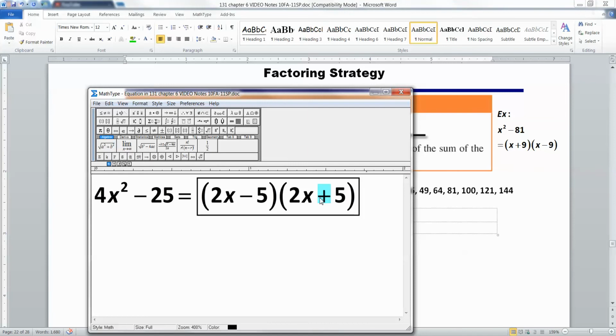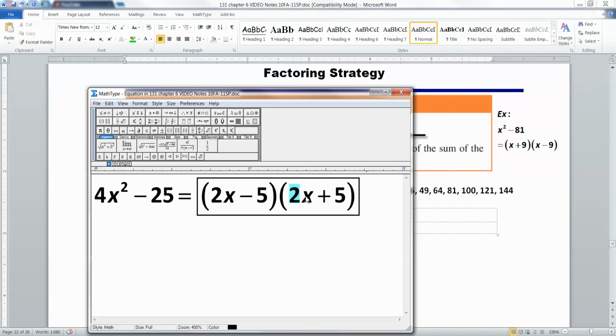They are binomial conjugates. Binomial because they're 2 terms. Conjugates because they're exactly the same except for the middle sign is negative on one, positive on the other. Now if you FOIL this, you'll get the same answer we got. So you'll say 2x times 2x is 4x squared plus 10x minus 10x. For the outers is plus 10x, inners is minus 10x.